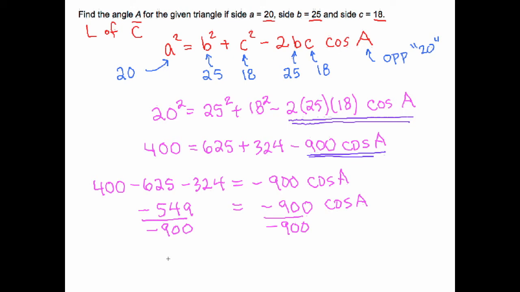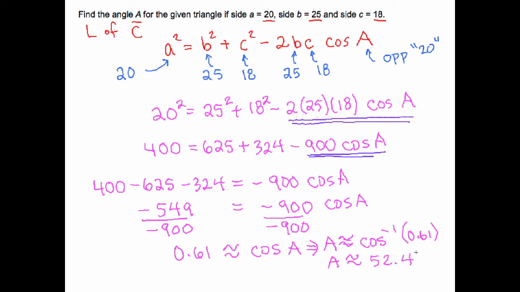So the cosine of A, to two decimal places, is approximately 0.61. I'm almost done. All I have to do is find A. So I'll take the arc cosine of 0.61, and A will be approximately that value. So A is approximately 52.4 degrees.